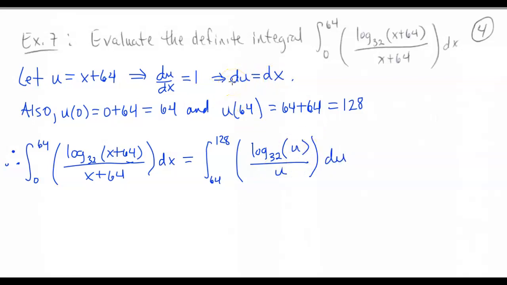Okay. Now, this looks like we haven't really done anything special here, but this form here allows us to see a few things. One, if we were able to figure out what the antiderivative of this was straight up, the fact that we've changed over our limits of integration would allow us not to have to do any back substitution. The next thing that we need to realize is that log base 32 of u can be rewritten, and it can be rewritten in a way that will allow us to figure out the antiderivative of this particular integrand easily.